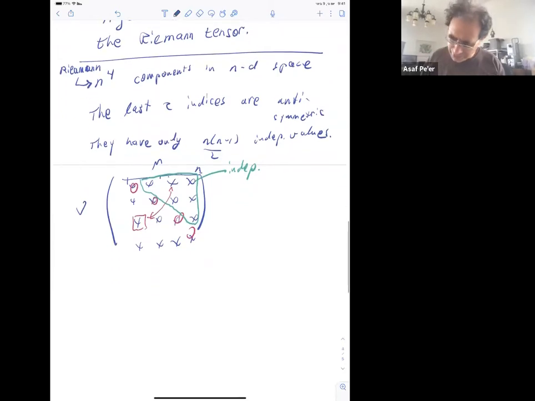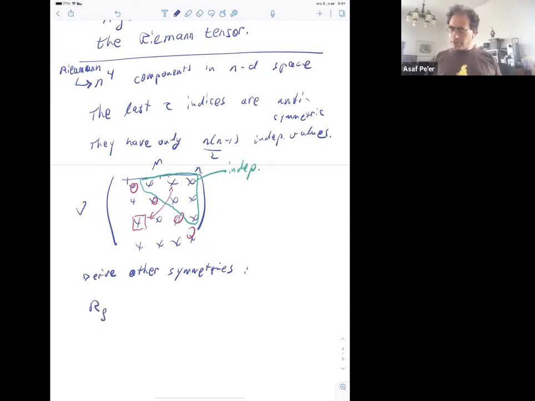to derive additional symmetries, I'm going to take the Riemann tensor with all 4 indices low. I'm going to define the Riemann tensor with all indices low, R rho sigma mu nu, as simply G rho lambda R lambda sigma mu nu. Right, that's how I lower indices.